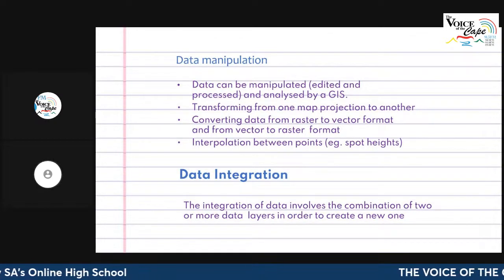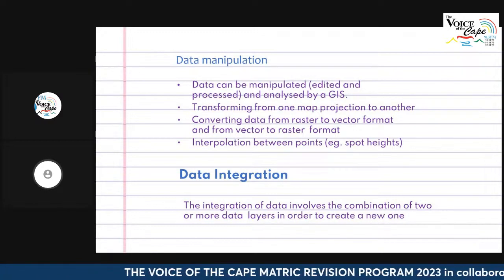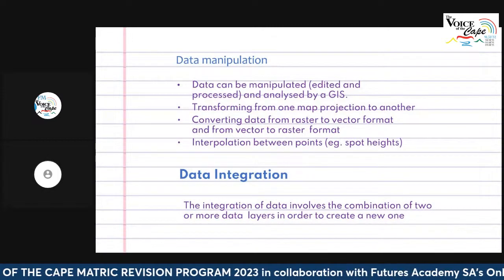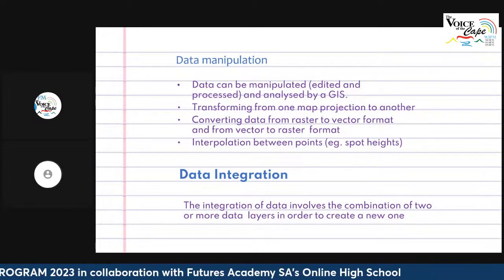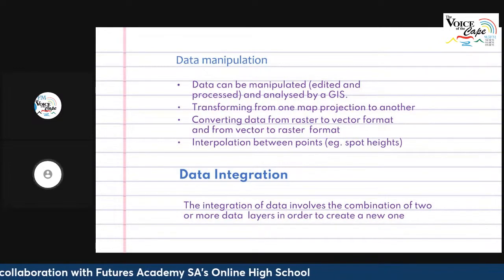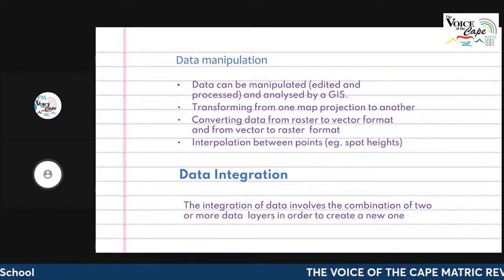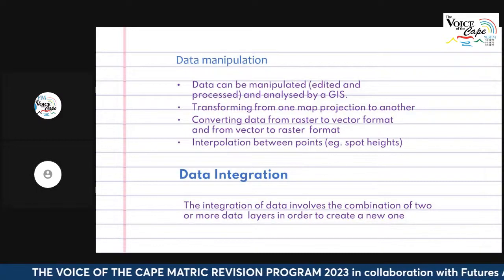Data manipulation. Often the question asks you about data manipulation, and we don't really know how to answer this particular question. Any type of data can be manipulated, processed, and analyzed. How? We can take one map and create another one, or we can take raster data and create vector data, or vector data to raster data.